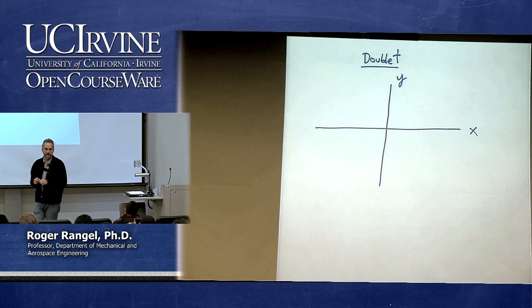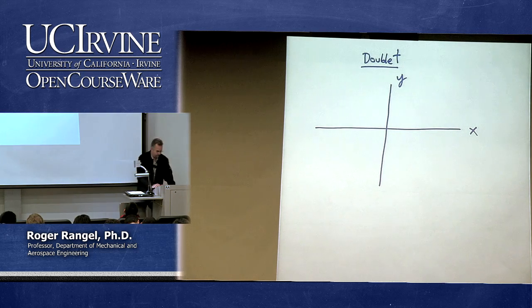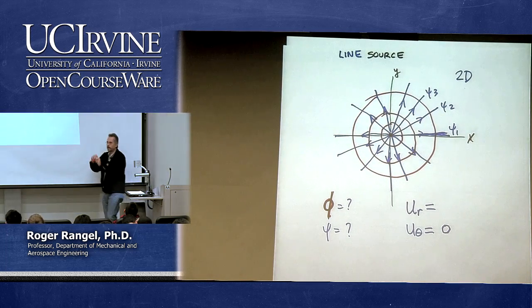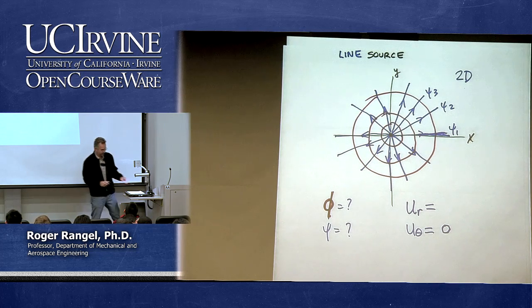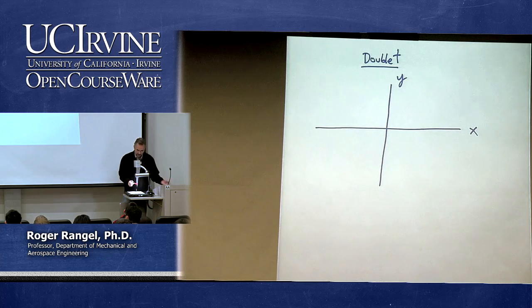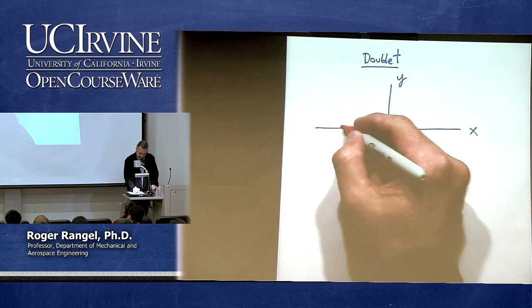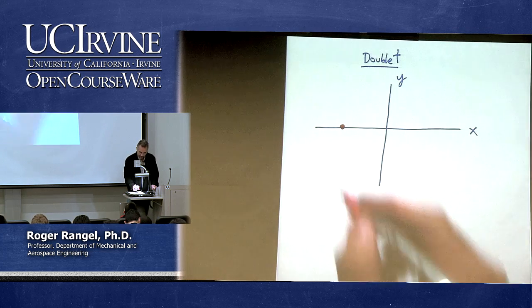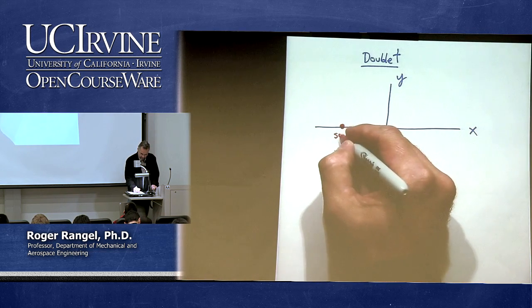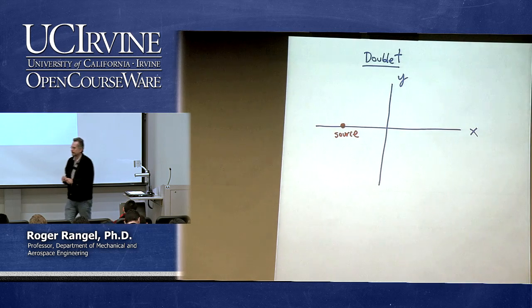And we learned about the sink. When we studied the source, where did I put the source? So there was the source. I put the line source at the origin. All right? So I'm going to do the following. I'm going to put a line source, but instead of putting it at the origin, I'm going to move it to the left some distance, and I'm going to put it right here. That's my line source. Right?